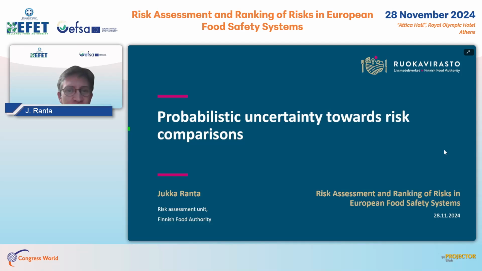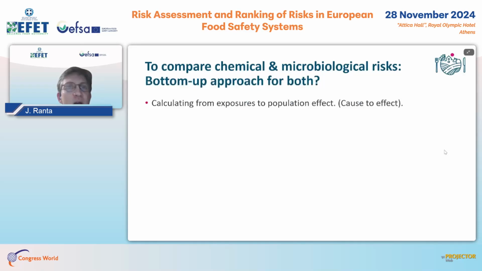So I'm not presenting any actual results, but more like some ideas of what might be done by combining already existing tools and techniques with some available data, and trying to assess both the microbiological and chemical risks. To compare both of them, can we use the bottom-up approach for both? That would be calculating from the exposures to population effect, so the whole pathway from cause to effect.